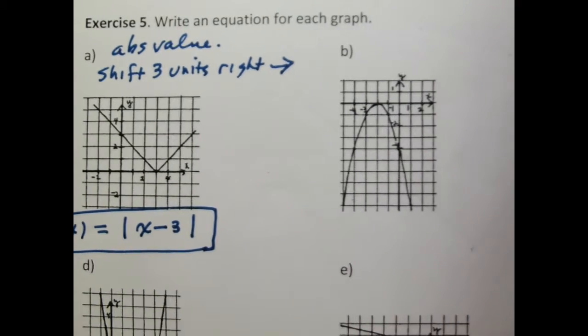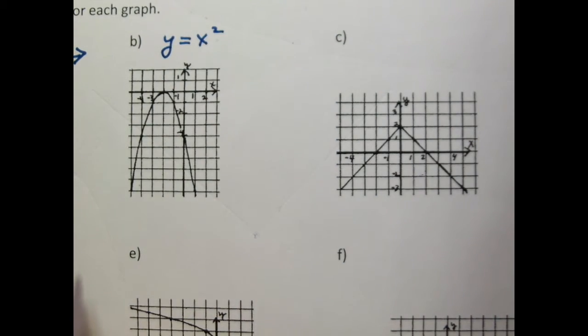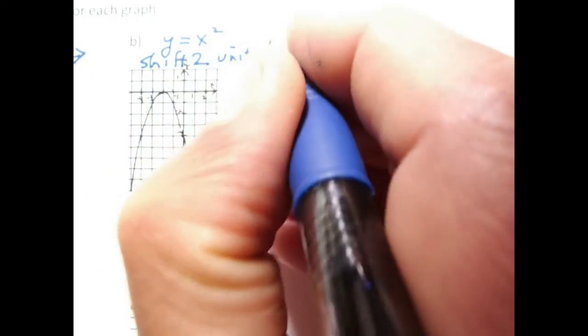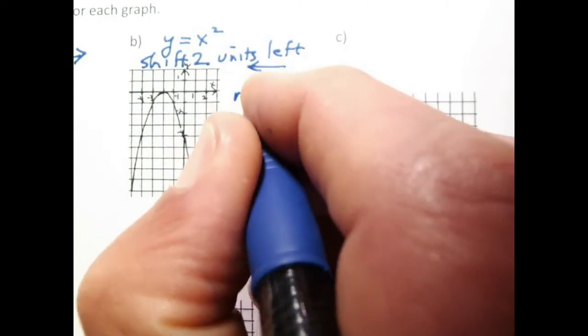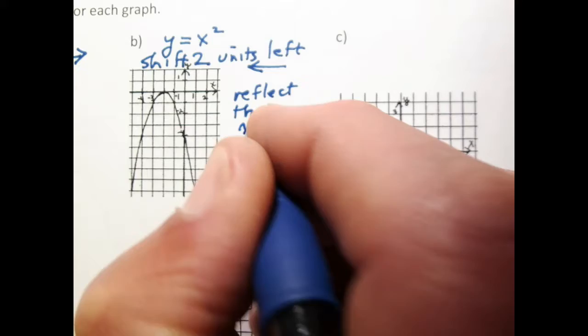Okay, let's look at B. And that looks like a shift of y equals x squared, right? And I see two things going on here. I see a shift of 2 units to the left. So we're going that way. And we have to reflect through the x-axis.